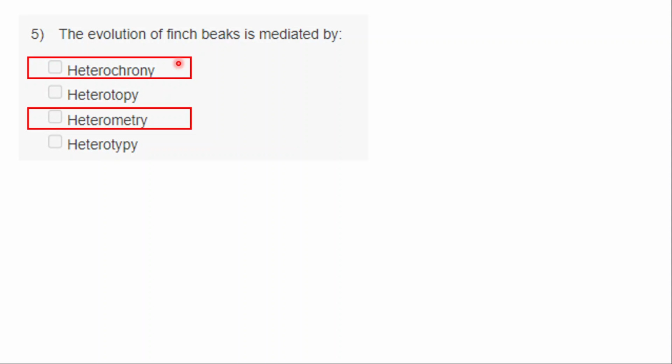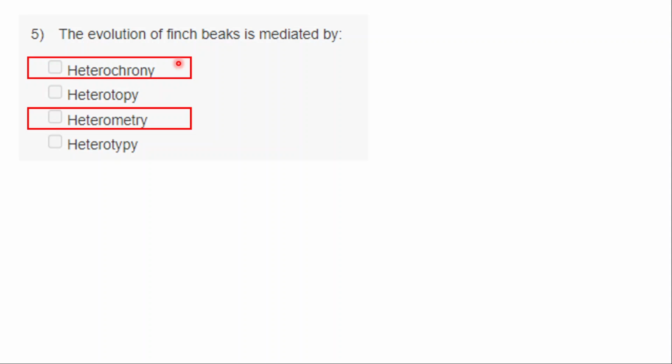Heterochrony is change in time of expression, change in duration of expression. Heterotopy, topo means topology or geography or space. So heterotopy is change in space where it is expressed. Heterotypy is type change: whatever gene was expressing, now that is not expressing, and a different type is expressing. That is heterotypy. In that way you will be able to visualize and remember it more easily.